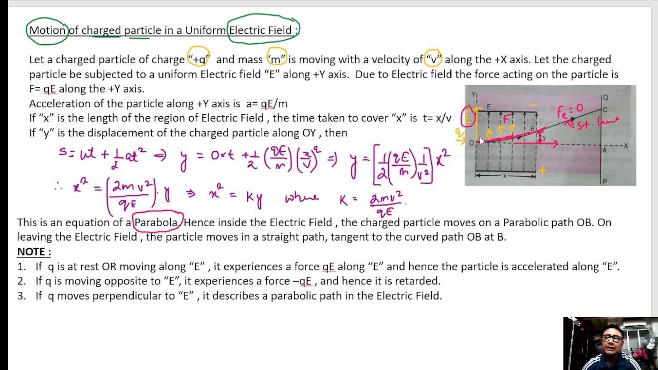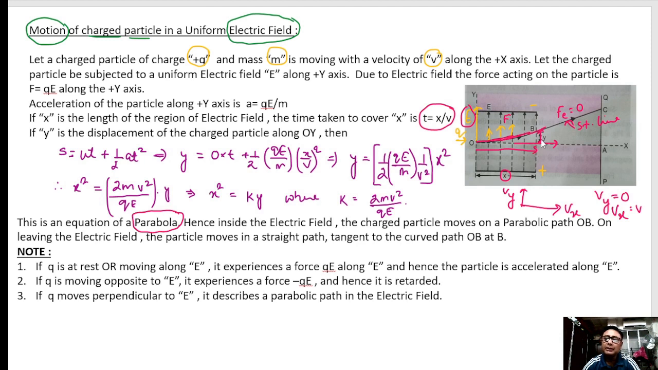So first of all, let us take it like this: let the electric field be acting over a length of x. As you can see, the plate length is x, so the electric field will act along the length of the plates, that means from here to here. The particle will have two velocities, one horizontal velocity and one vertical velocity. Initially the particle had no vertical velocity and the horizontal velocity was v. So how much time does the particle take to travel the horizontal distance? It will be this.